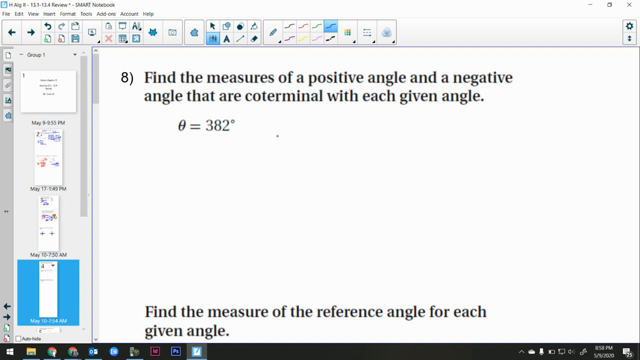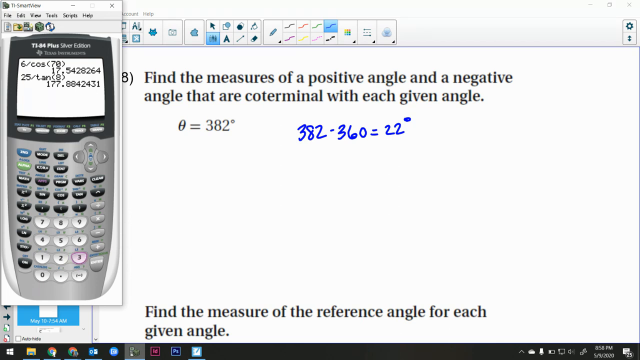All right, find the measures of a positive and negative coterminal angle. So remember, for positive and negative coterminal angles, all you're going to do is just add or subtract 360 degrees. So if I'm at 382, if I subtract 360, I'm still going to get a positive angle, 22 degrees, right? So I take 382 minus 360. I still get a positive angle. So there's my positive angle. And then if I subtract 360 more, I'm going to get negative 338 degrees.